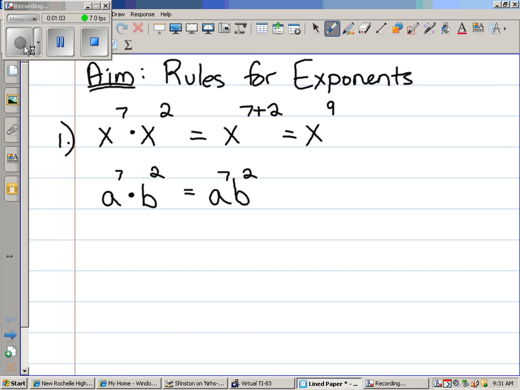Let's skip around a little bit. Let's do number 3. What happens when you have x to the 9th, let's use the symbols, divided by x to the 4th? Absolutely, you subtract them. So this is going to be x to the 9 minus 4. It's x to the 5th.